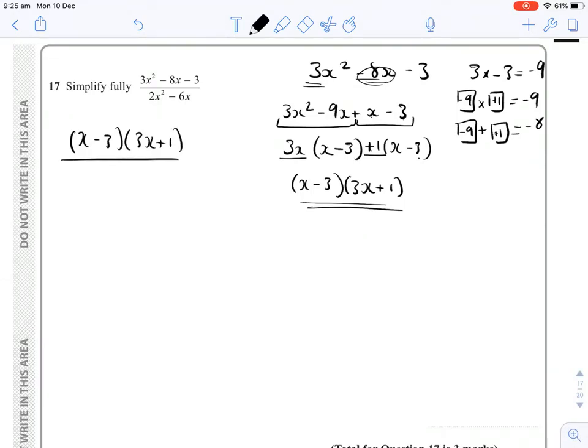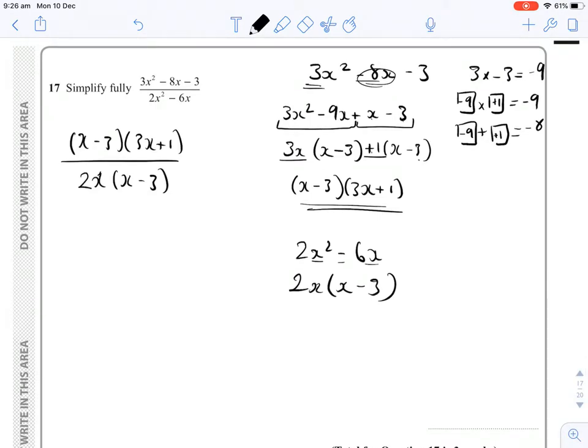Now we have to look at the bottom, 2x squared minus 6x. This is a far more simple factorisation. The biggest number that goes into both is 2, and the letter in both is x. 2x times x will give us 2x squared. Take away 2 times 3 is 6. We've already got the x there, so we've got 2x(x minus 3). Now because the top and bottom have both been multiplied together, we can cancel our x minus 3's. And that will leave us with 3x add 1 over 2x as our final answer.